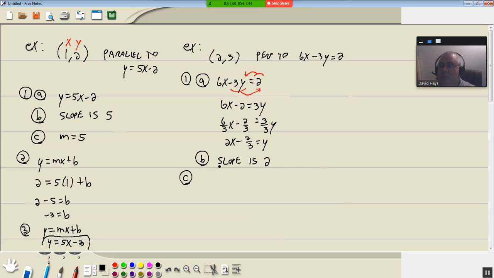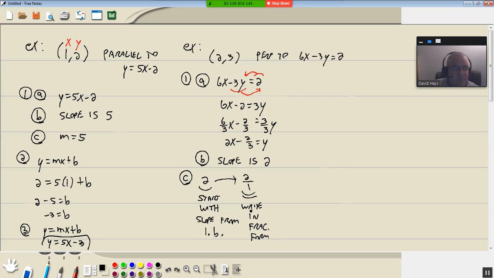Now, perpendicular lines have slopes that are negative reciprocals. So what that means is we're going to start with the slope from 1b. Then we're going to write it in fraction form. Now, if it isn't already a fraction, you can easily create a fraction by putting it over 1. Then we're going to flip it. Top goes to bottom, bottom goes to top. That's the reciprocal part. Reciprocal means fraction flipped.